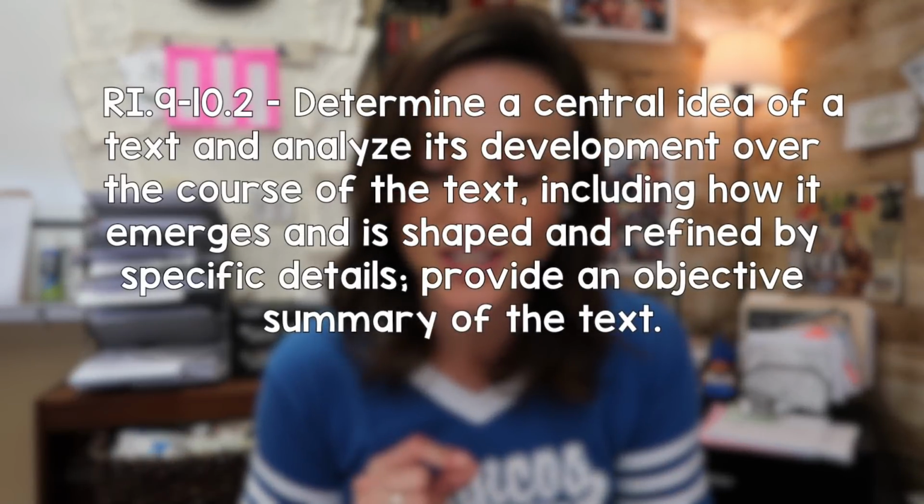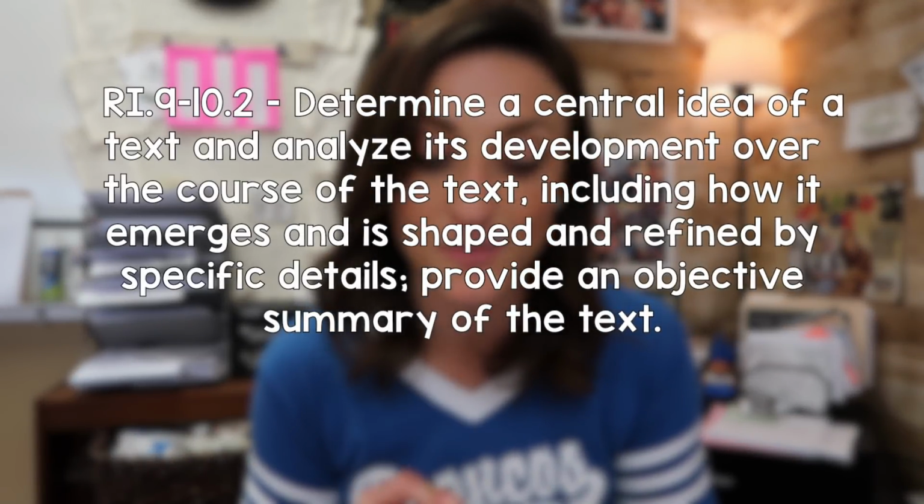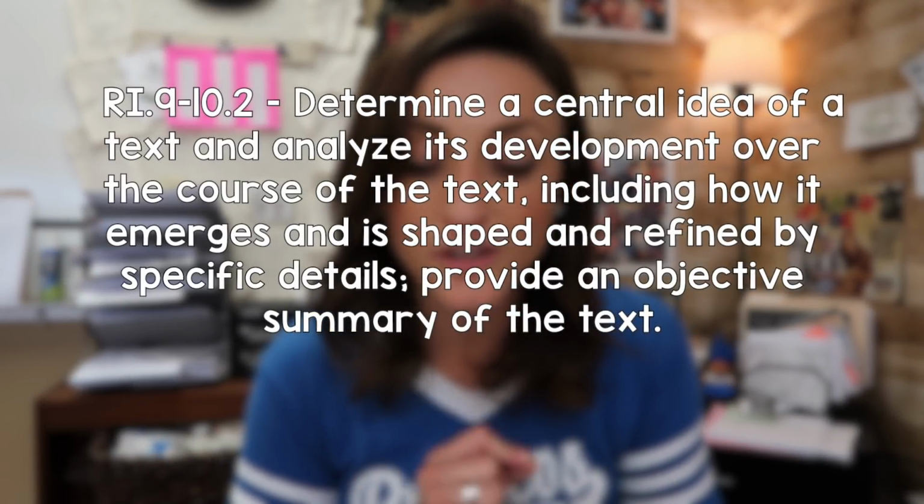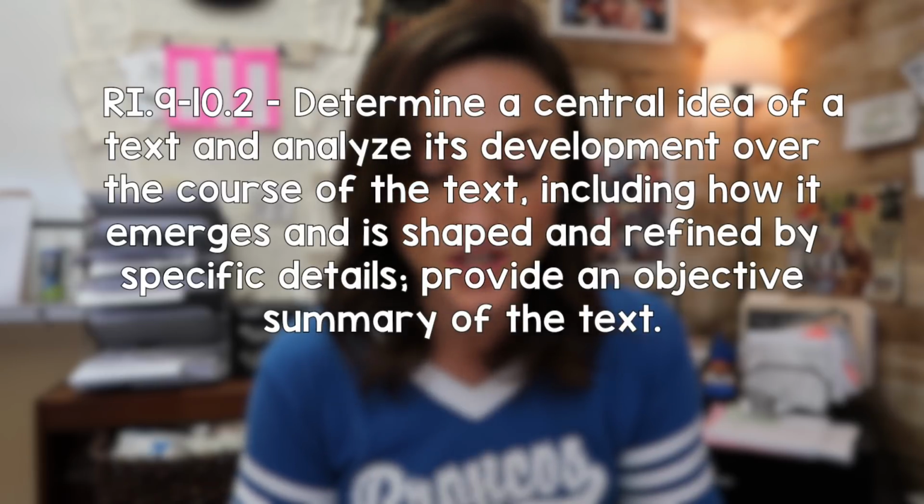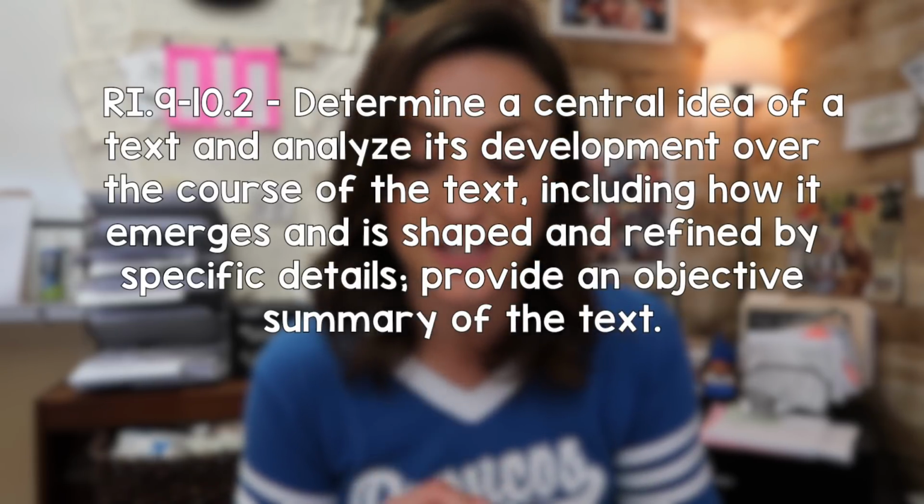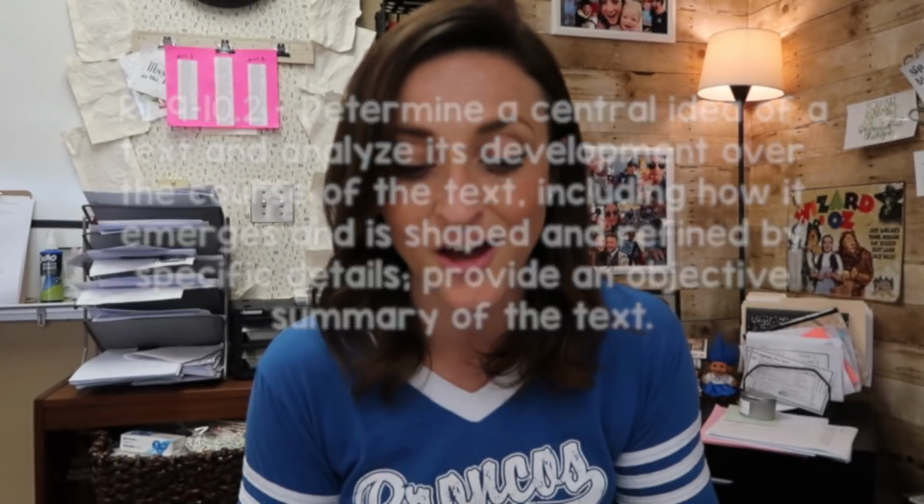So today the standard that we are looking at is a reading information standard, and the way that it reads for the 9th and 10th grade standard is as follows. It is reading for information 9 through 10.2, and it reads, determine a central idea of a text and analyze its development over the course of the text, including how it emerges and is shaped and refined by specific details. Provide an objective summary of the text.